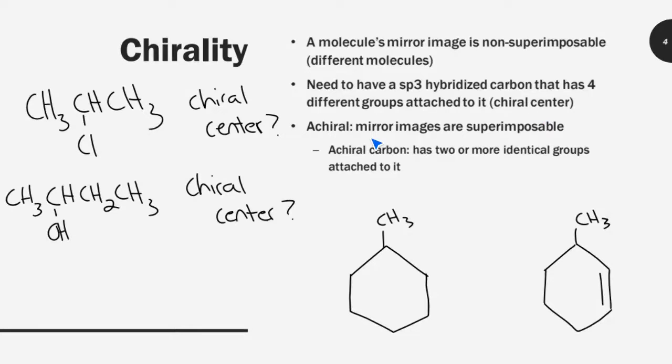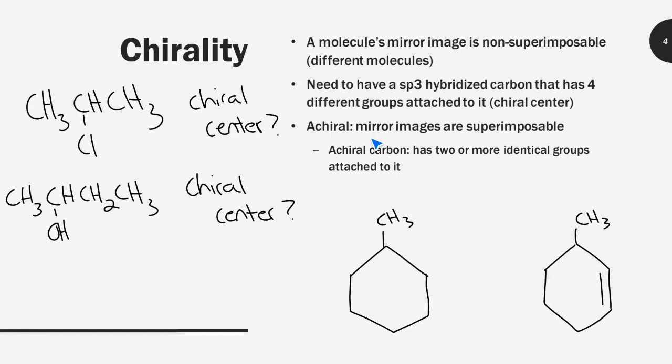So achiral just means the opposite of that. It means that it does not have 4 different groups attached to it. And that means that the mirror image of that molecule would be superimposable. So I explained this earlier, but do you guys know what superimposable means? Yeah, so you can put it on top of each other and it looks the same and you can't tell the difference.